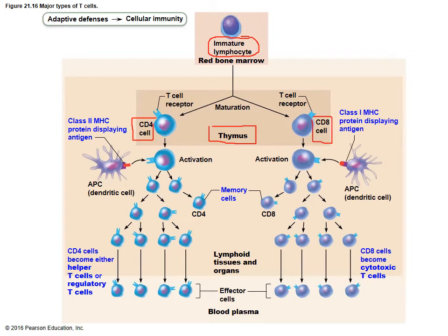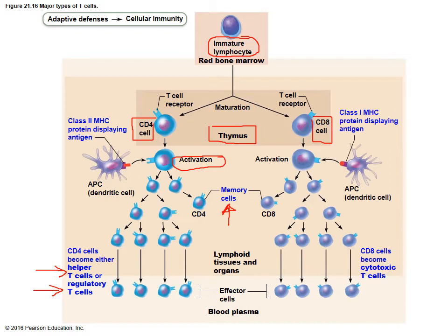And the CD4 cells will be the ones that will eventually give rise to our helper T cell, our regulator or suppressor T cell, as well as obviously our memory cells. And another difference that we see here is what is actually going to activate this immunocompetent cell? What is going to allow it to mature?